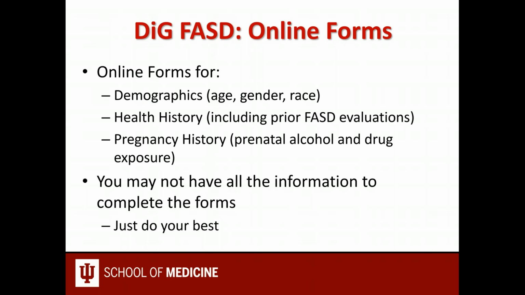And then, not surprisingly, we have to gather some pregnancy history information. It's important if we're able to document a prenatal alcohol exposure, but we also want to know what other exposures there might have been that could be contributing to challenges the person might have had. So we'll ask a little about drug and other exposures as well. We realize sometimes you may not have all this information, and we just ask you to do your best. Fill in the information you know, and when you don't know, just tell us, I don't know the answer to that.